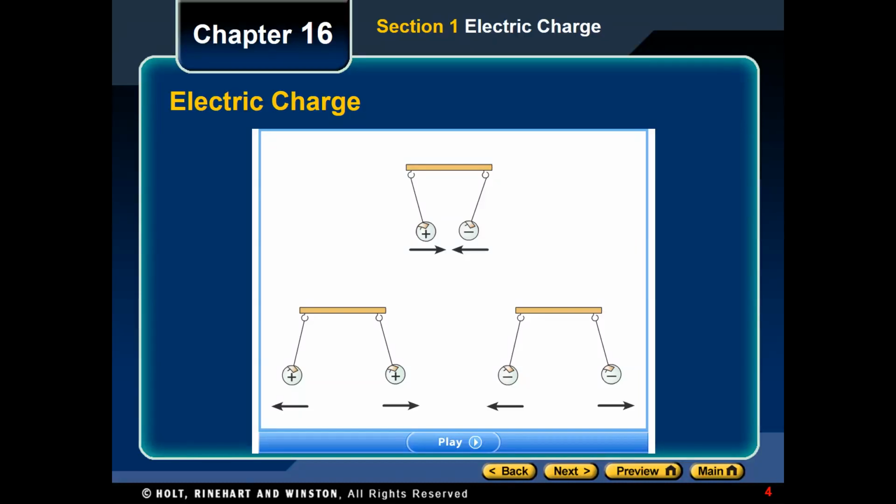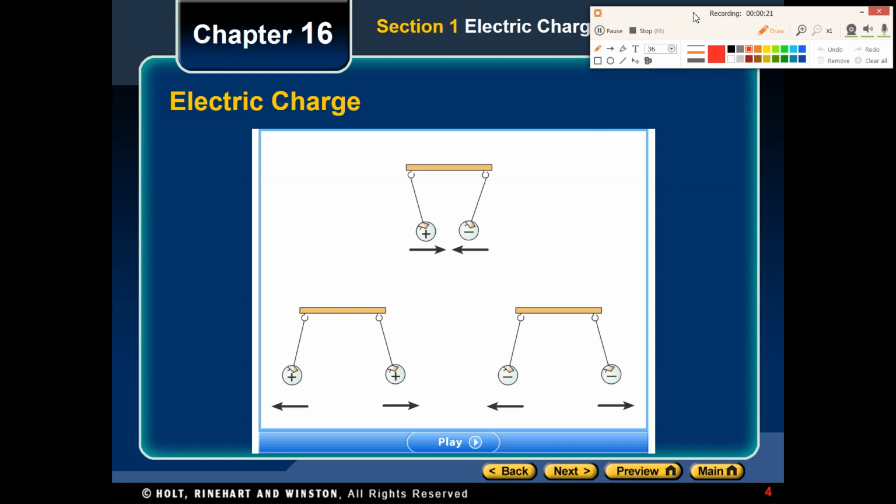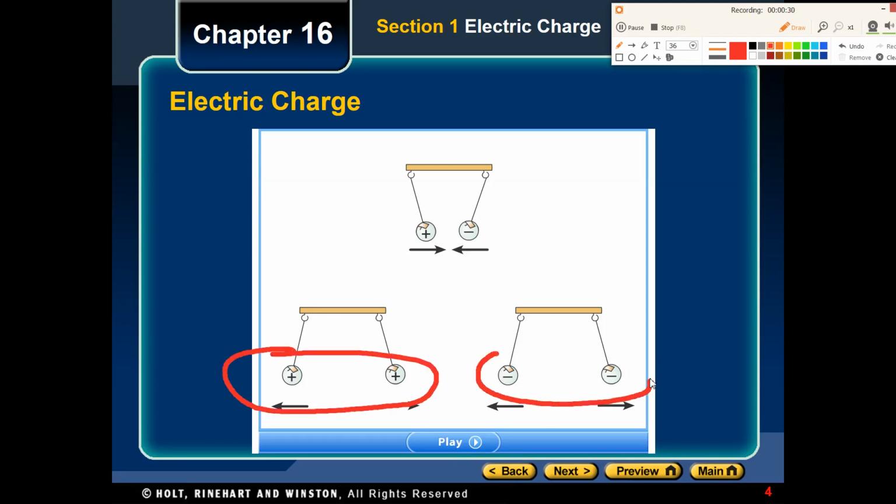Okay, so before we move on to the next section, we'll do a quick review of section 1, electrical charge. In section 1, we talked about the two kinds of charges. Same charge is going to repel each other, and unlike charges are going to attract each other.